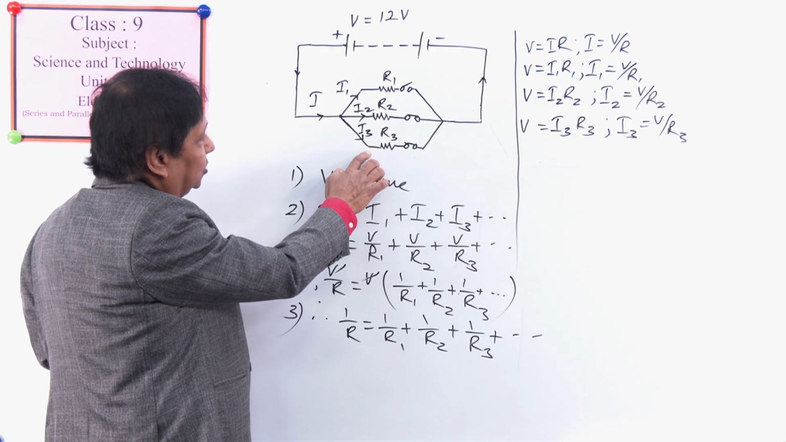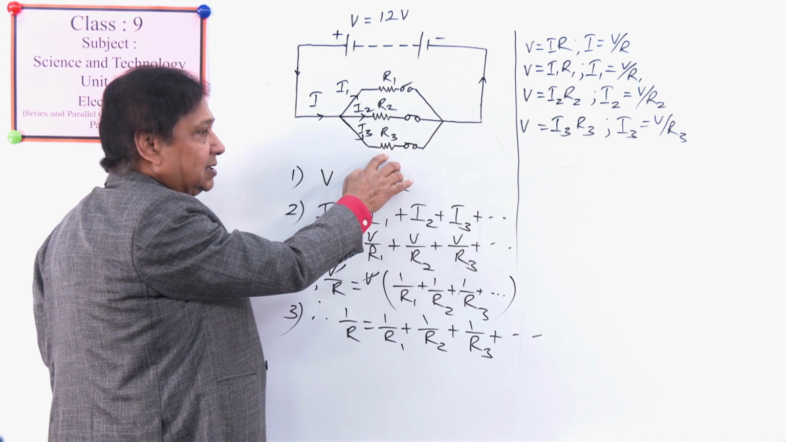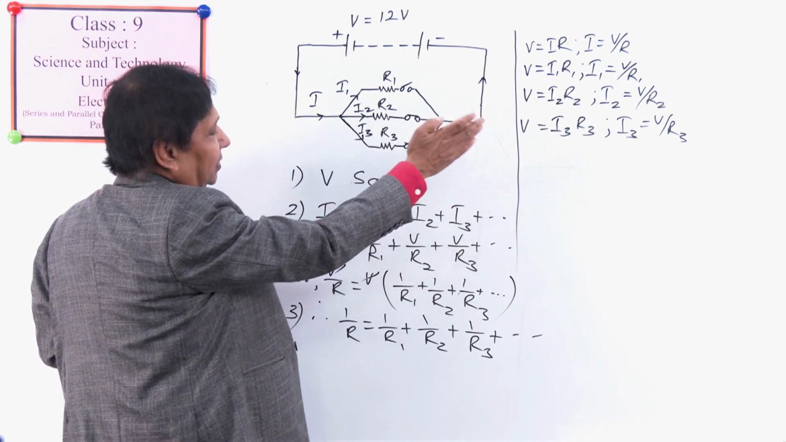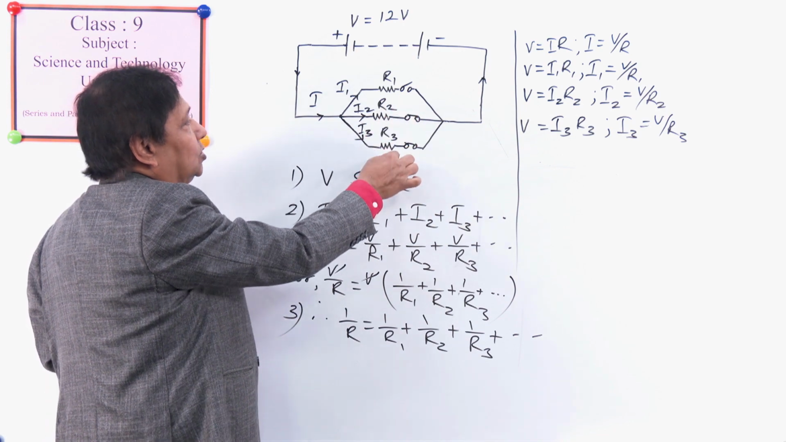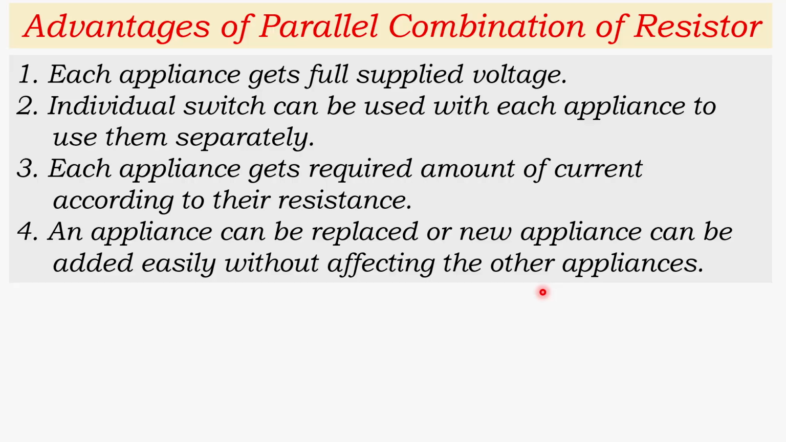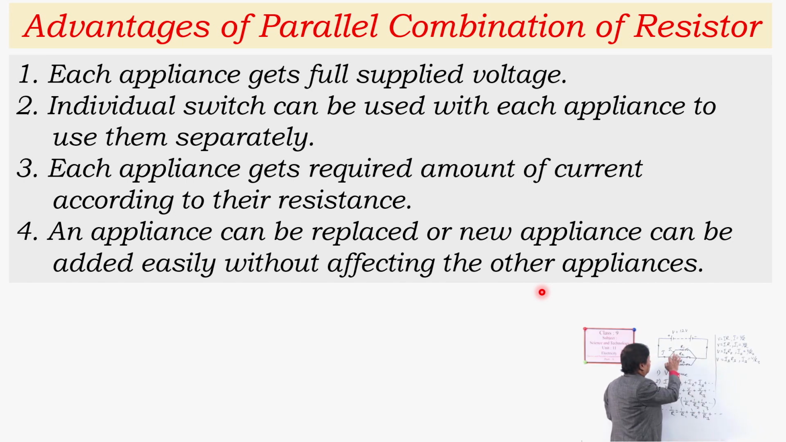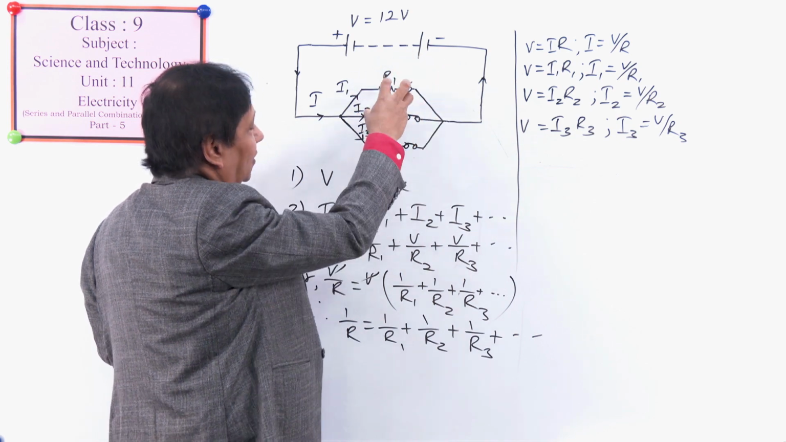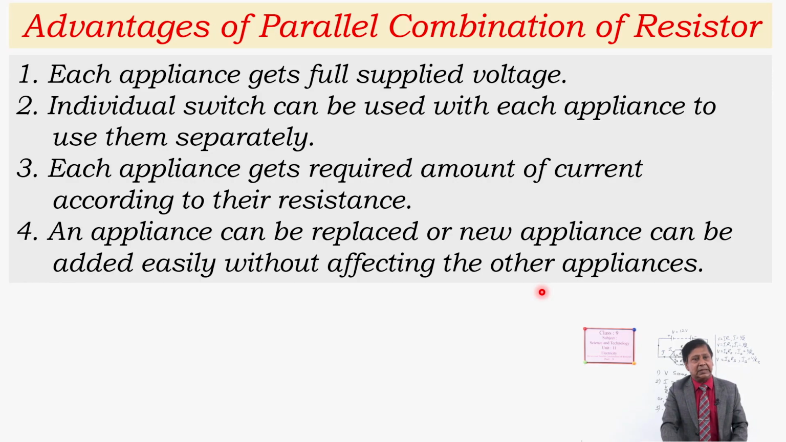If we want to replace this resistor with a bulb, then you can replace it with the bulb. There is no effect on the other branches. That's why an appliance can be replaced or a new appliance can be added easily. If you want to add another appliance, you can add it without affecting the rest of the circuit. These are the major advantages of the parallel combination of resistors.